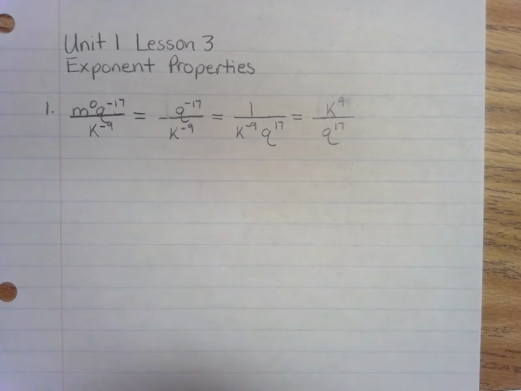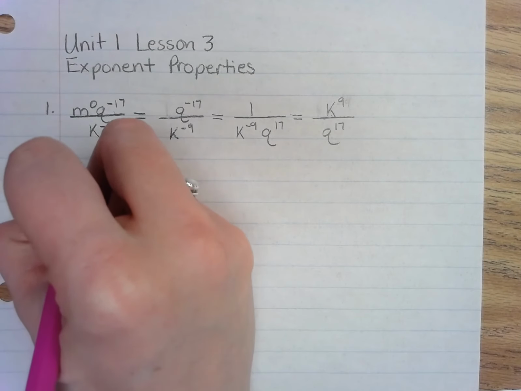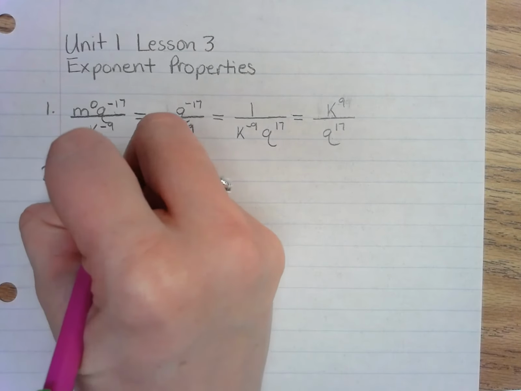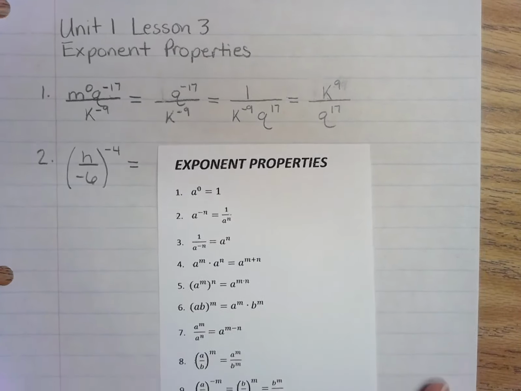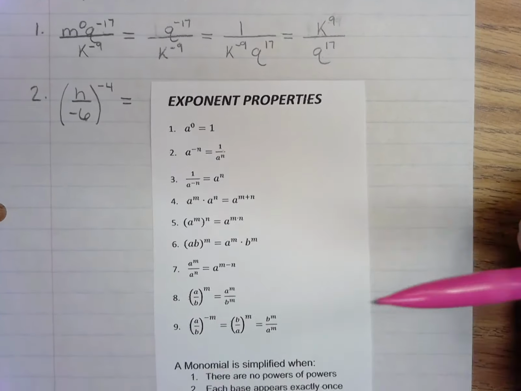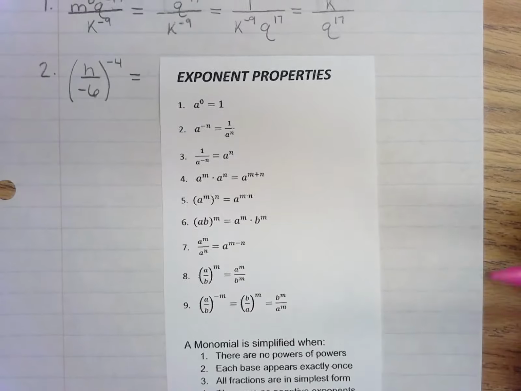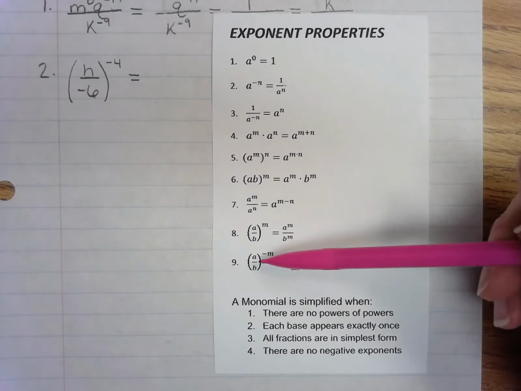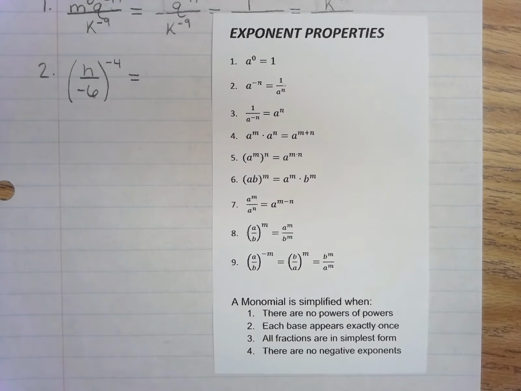Let's look at example number 2. Here we have the entire fraction h over negative 6. All of that is raised to the negative 4th power. So again, let's look for an exponent property. We have the negative exponents here on properties 2 and 3, but notice our entire fraction is raised to a negative exponent. So this property 9 is the one we'll use. Notice when using this property, we take our fraction, we flip it over, so the numerator becomes the denominator and the denominator becomes the numerator. And by flipping it, it makes our exponent become positive.